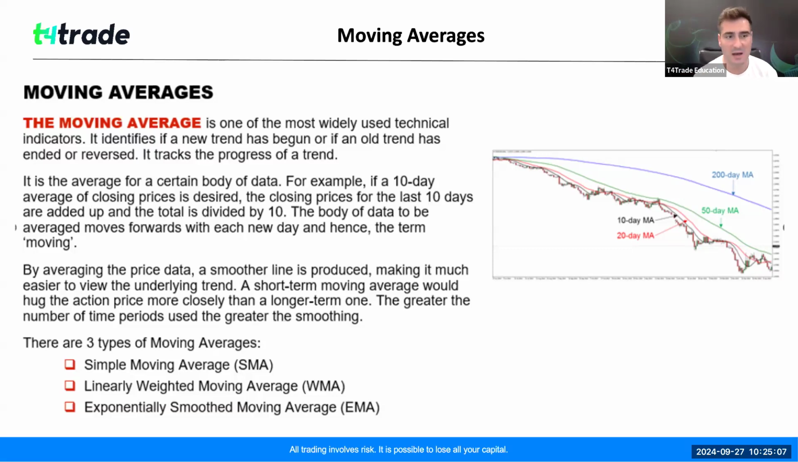Okay, so it is the average for a certain body of data. So for example, if you have a 10-day average of closing prices, most likely it is closing prices. You can adjust that. You can do range. You can do open, depending on how sophisticated you want your approach to be, or calibrated according to your needs. Most of the time, the default is closing prices. Okay, so imagine that you have 10 days. Those 10 days are averaged out, and you have a value.